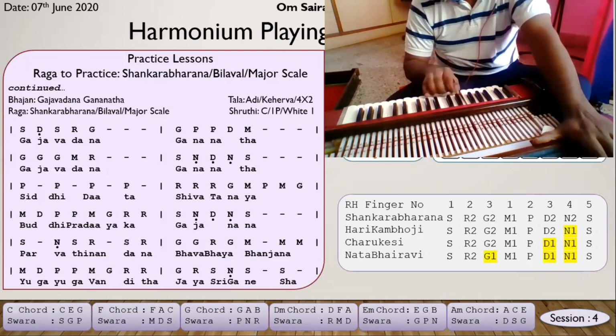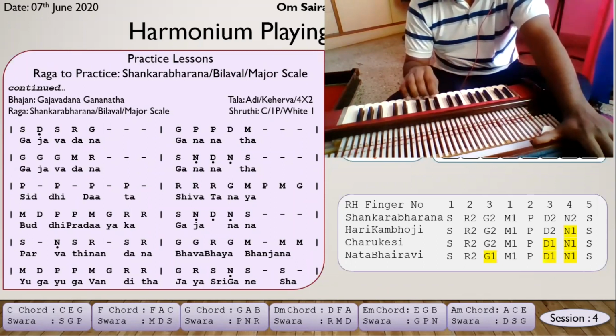Sa ni sari sari ga ga re ga. I've written ga ga. You can play ga re ga or ga ga re ga. Say bhava bhaya, so you're trying to annotate that. Ga bhava ga bhaya bhanjana. Then mada papa magari re. So now you have to shift. Mada is there, so you have to shift.